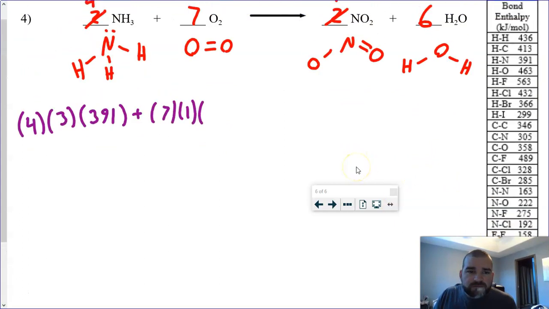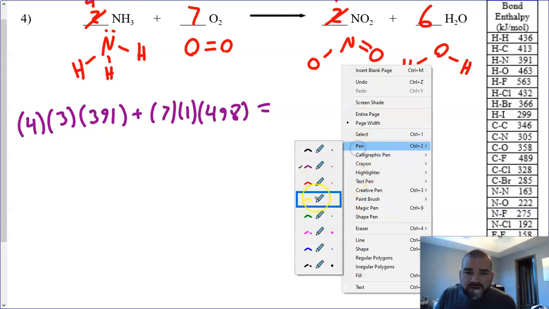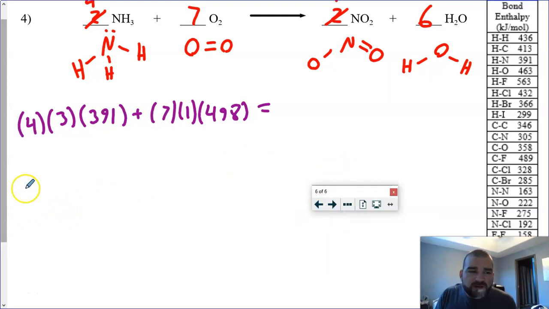498, near the bottom. I don't think you actually saw it on my video, but again, if you have your sheet right next to you, you should be able to see it just fine. Oops, let's not do that. And this is going to equal something for the reactant side. Let's go to the products. We'll go with the purple and green combo again here.